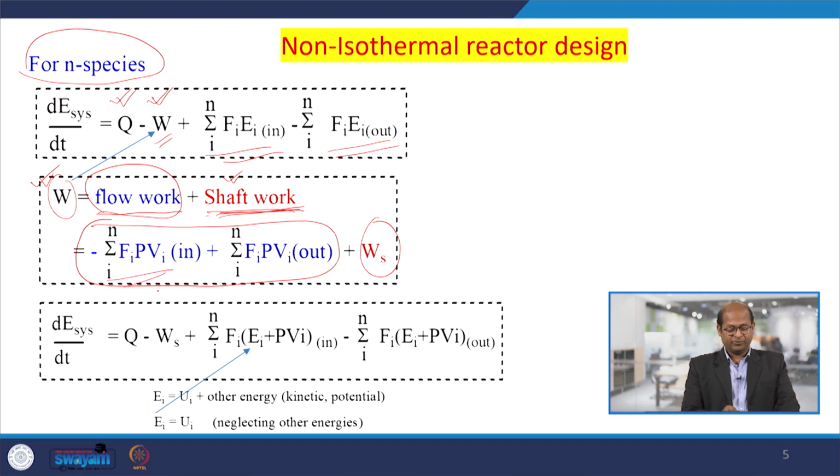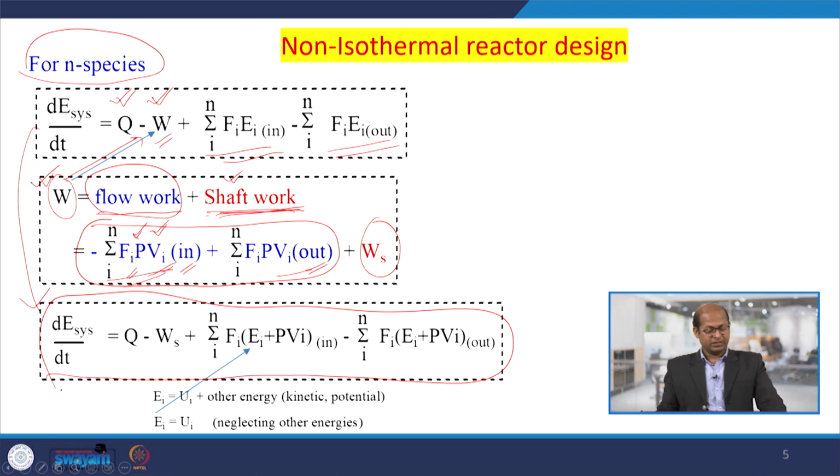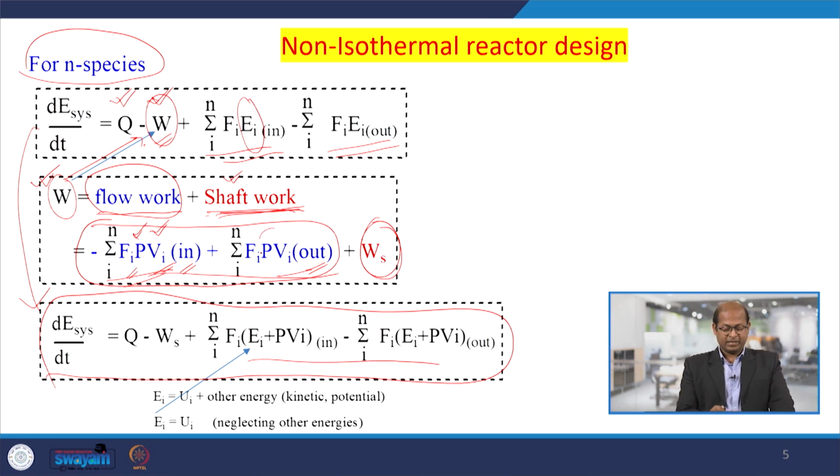Here the flow work equals minus the sum from i equals 1 to n of Fi, the molar flow rate, times P, the pressure, times Vi, the volume of that particular component present, taken at out minus in. We have to substitute that component here, and then we can write these equations this way. We are expressing W in terms of this pressure energy plus shaft work. So W equals this, and now we have the energy and the pressure energy terms.